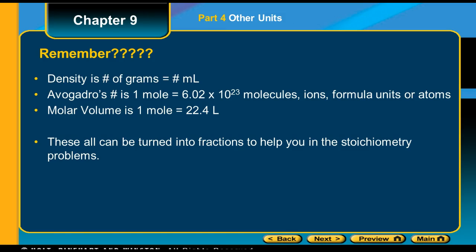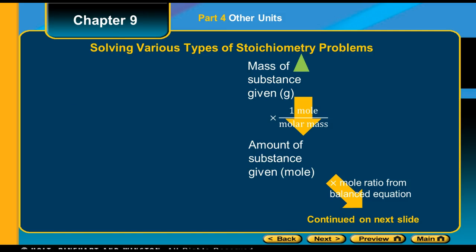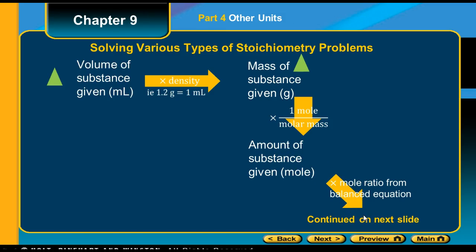So this graphic I'm about to put up might stress you out a little bit, but just take a moment and look at it. It might help. So we can start with the mass of a substance, and if we have the mass, we can use the molar mass to find the moles. And once you have the moles, you can use the mole ratio and find moles of something else.